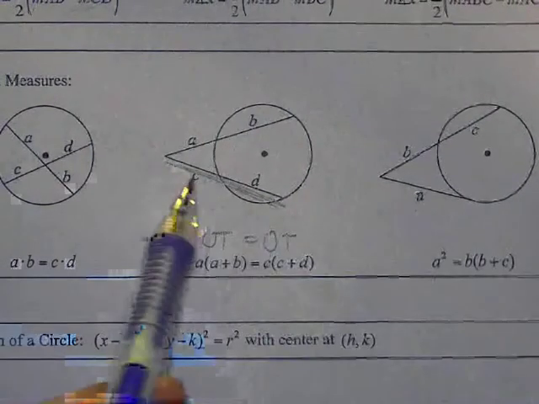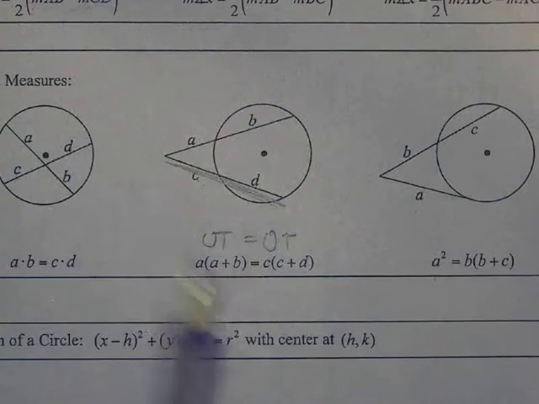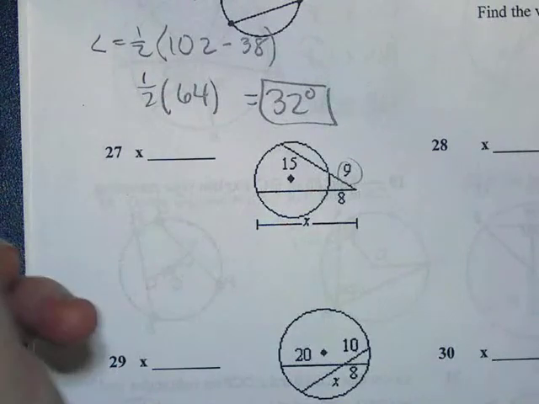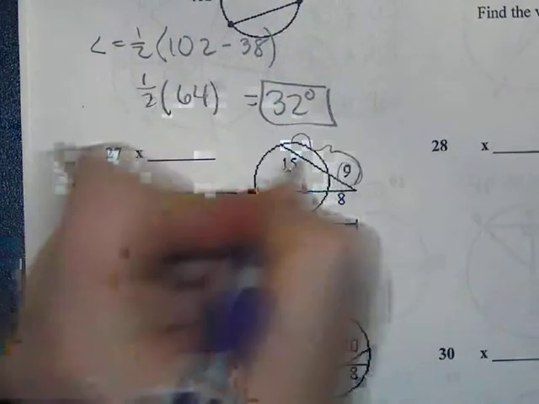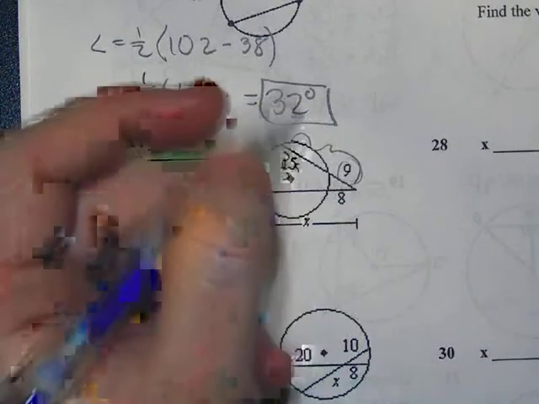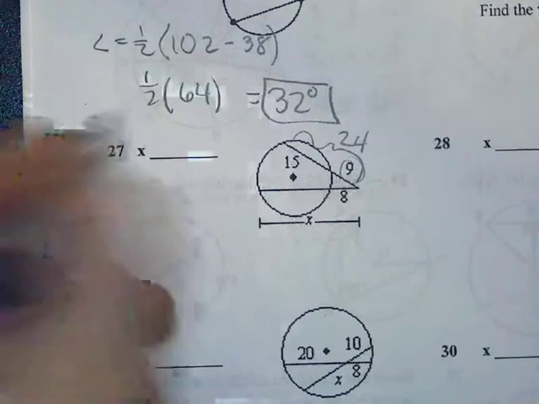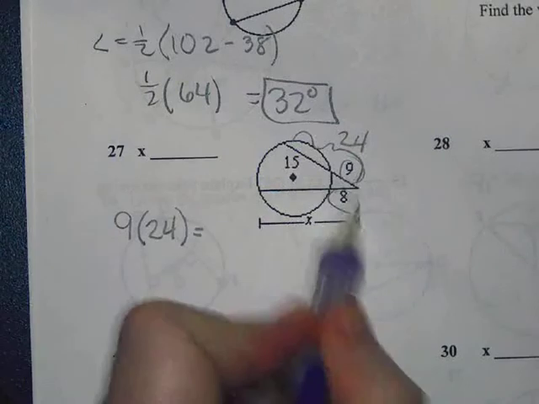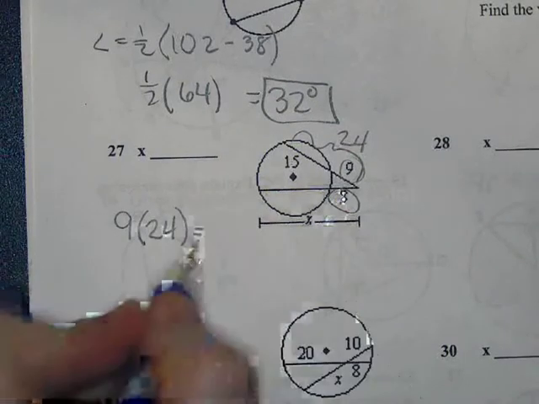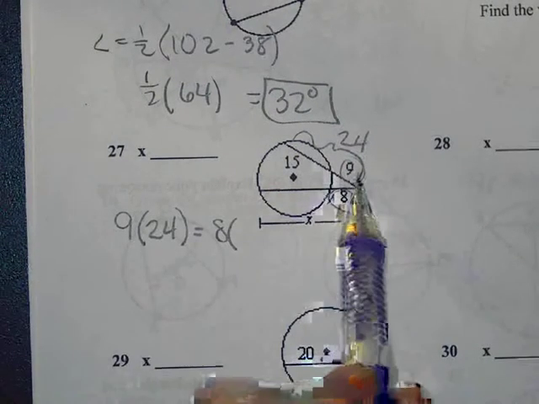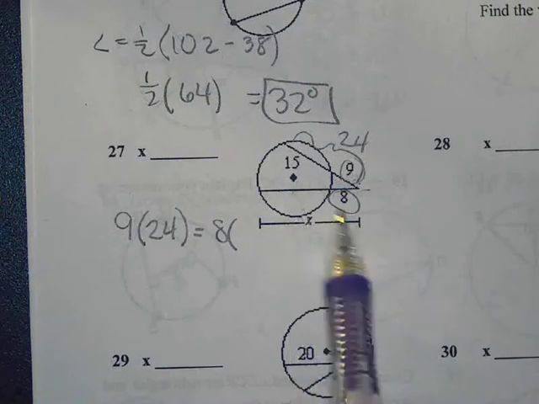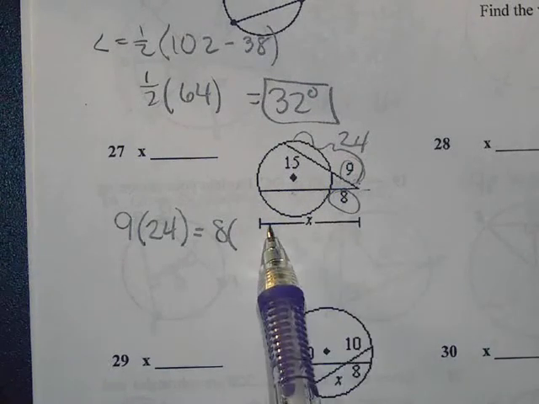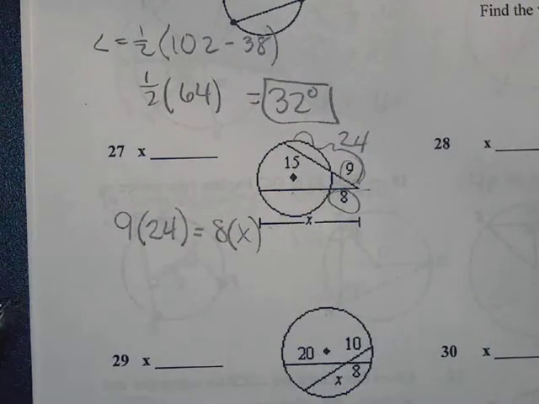So I can only talk about C and D on the same side, and I can only talk about A and B on the same side. So on the top one, the outside piece is 9. The total would be 15 plus 9, which is 24. So I want 9 times 24 and equal it to the outside piece of the other one, which is 8. The total length from tip to end, they're telling me tip to end is going to be a value of x. So it's just 8 times x.